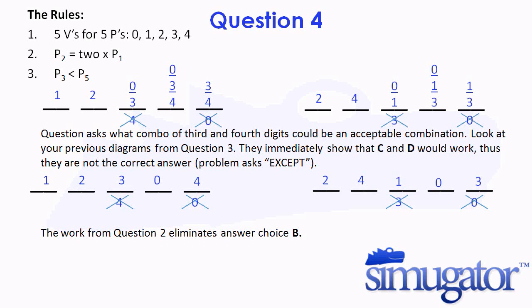Question 4 asks, what combinations of the third and fourth digits could be an acceptable combination? Again, look at your previous diagrams from question 3. They immediately show that C and D would not work.